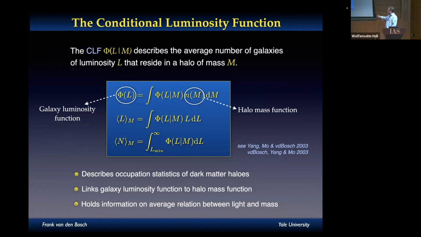You can also integrate it over luminosity weighted by the luminosity of each galaxy. And it gives you the total amount of light that on average emanates from a halo of mass m. So it describes the average relation between light and mass in the universe. And finally, you can construct from it another very often used halo occupation statistic, the HOD, the halo occupation distribution. How many galaxies are there in a halo of mass m that are brighter than some minimum luminosity? You just get that by integrating the conditional luminosity function.